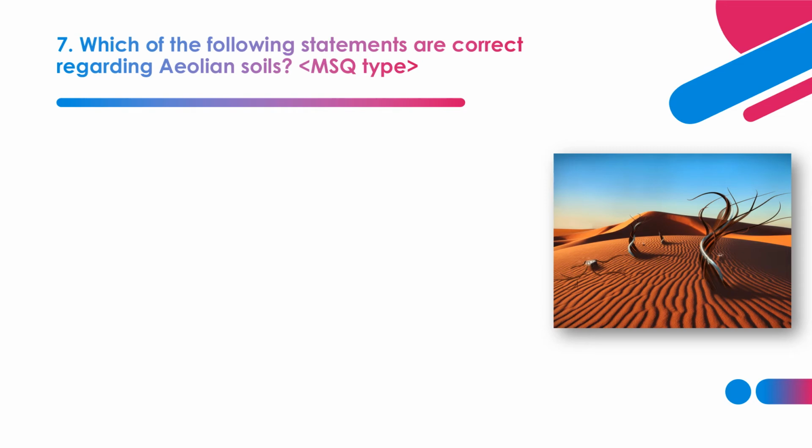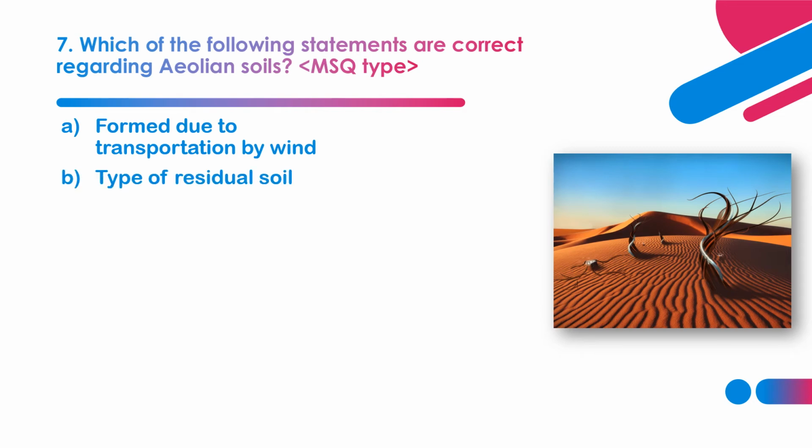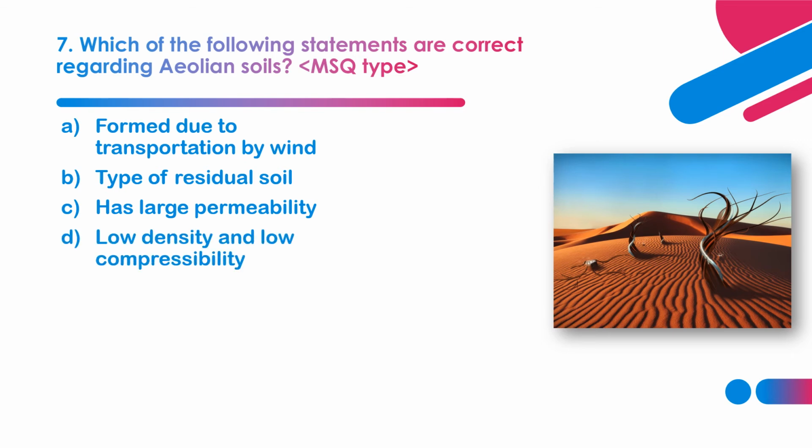Which of the following statements are correct regarding aeolian soils? It's an MSQ type, meaning more than one option can be correct. Option A, formed due to transportation by wind. Option C, it's a type of residual soil. It has large permeability. It has low density and low compressibility. So what are the correct options? Your time starts now.